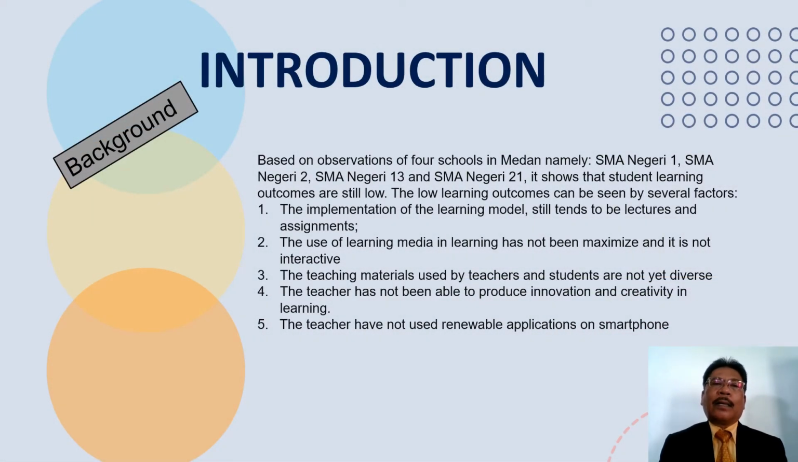Background. Introduction. Based on observation of 4 schools in Medan, namely SMA Negeri 1, SMA Negeri 2, SMA Negeri 13, and SMA Negeri 21, it shows the student learning outcomes are still low. The low learning outcome can be seen by several factors.